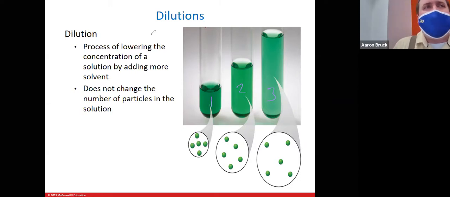And the same is true for any solution that goes through a dilution process. We aren't changing the number of particles that are in the solution. What we are doing is changing the spacing between them. As we get more and more dilute, we get more and more space between the particles of solute.